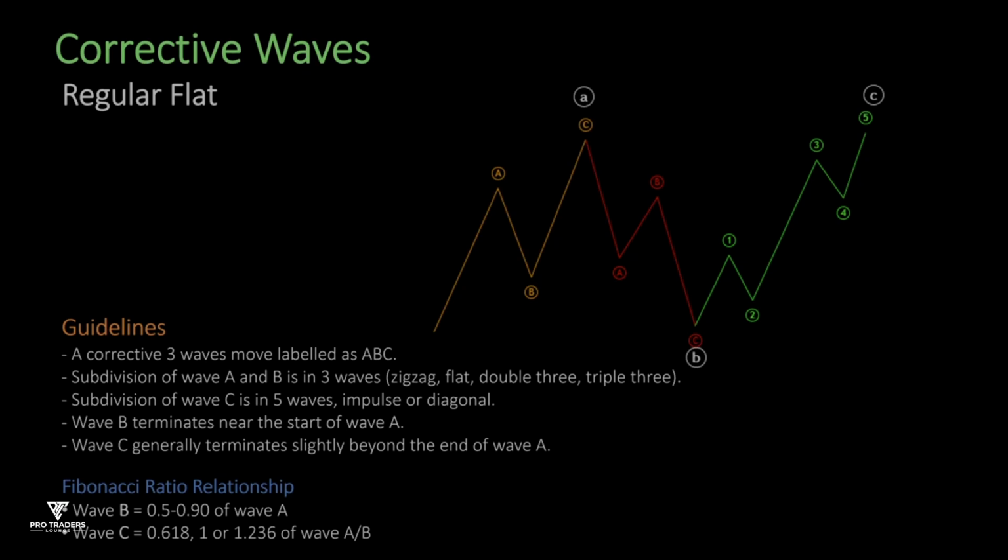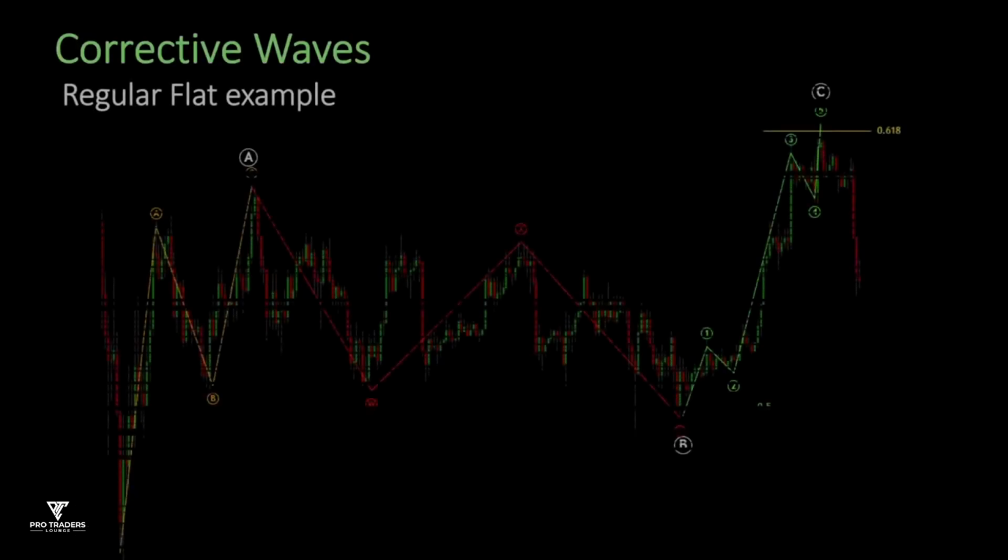Wave B terminates near the start of wave A. Wave C generally terminates slightly beyond the end of wave A. For the Fibonacci ratios, wave B usually ends between 0.5 or 0.90 of wave A. And for wave C is 0.618, 1 or 1.236 of wave AB. Here's an example.